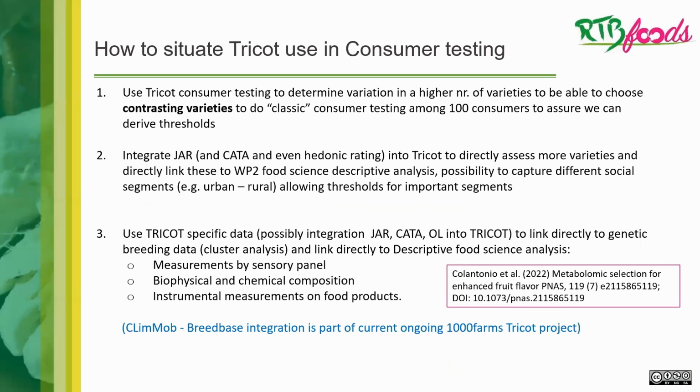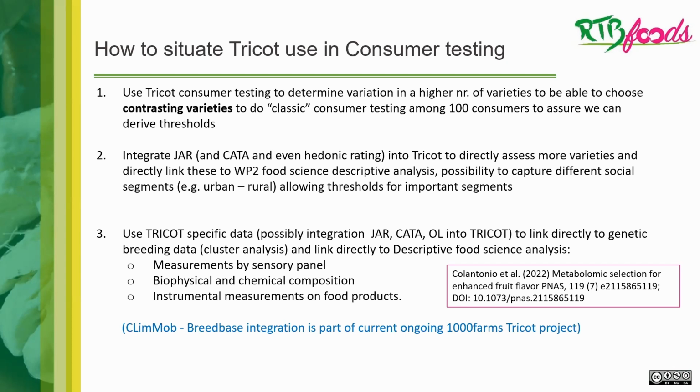So how to situate TRICOT use in consumer testing? Well, I see just 3 options. One is to use consumer testing to determine variation in a higher number of varieties, to be able to choose contrasting varieties, to do classic consumer testing among 100 consumers to assure we can derive thresholds. Two, we can integrate JAR and even QDA into TRICOT to directly assess more varieties and directly link these to WP2 food science descriptive analysis, with the possibility to capture different social segments, allowing thresholds for important segments.